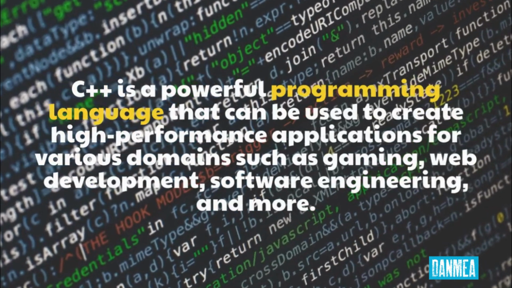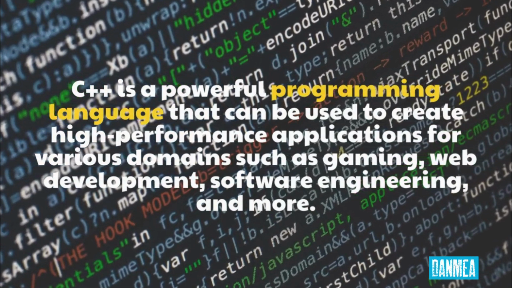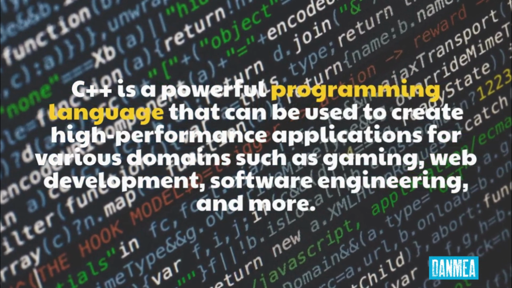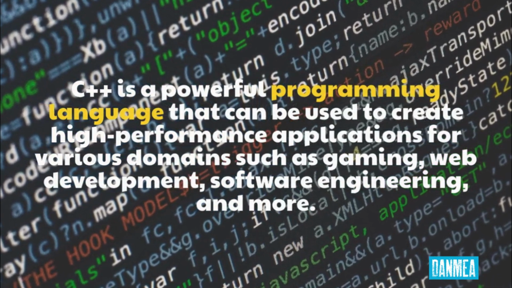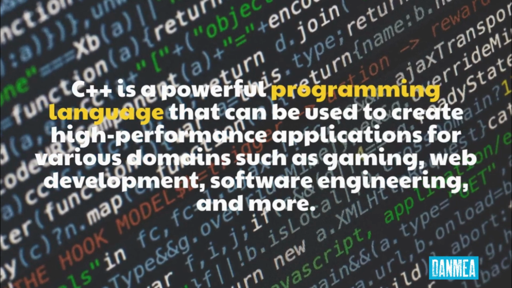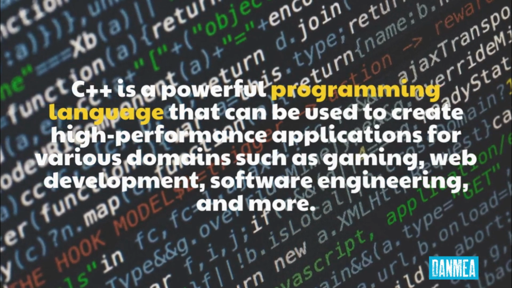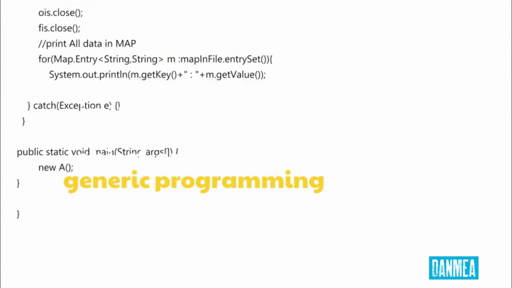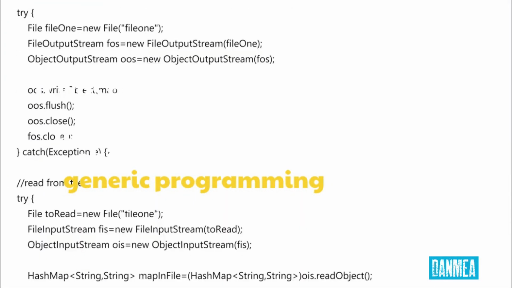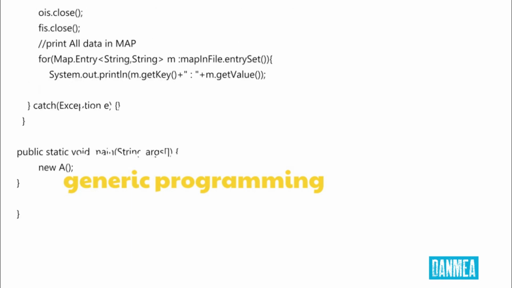C++ is a powerful programming language that can be used to create high-performance applications for various domains such as gaming, web development, software engineering, and more. It was developed by Bjarne Stroustrup in 1985 as an extension to the C language, adding features such as object-oriented programming, generic programming, exception handling, and templates.